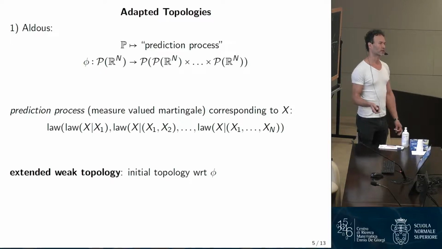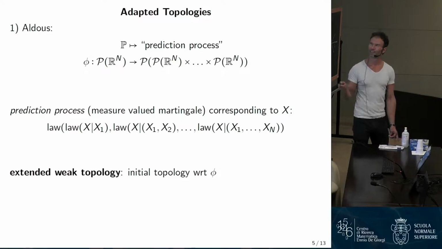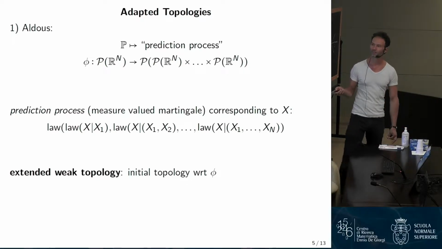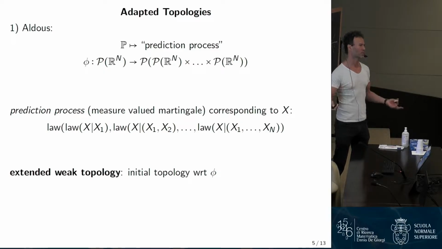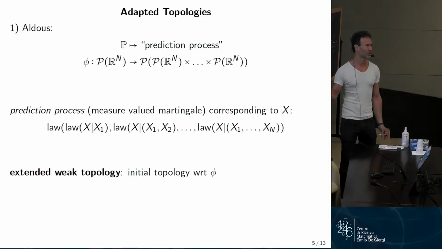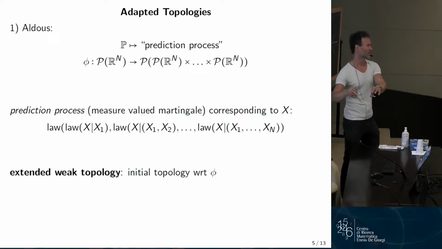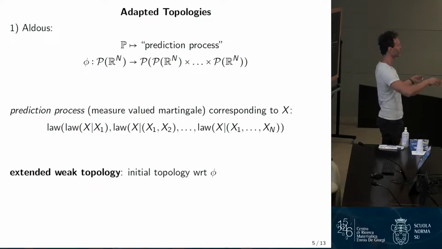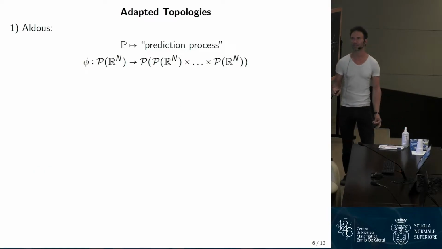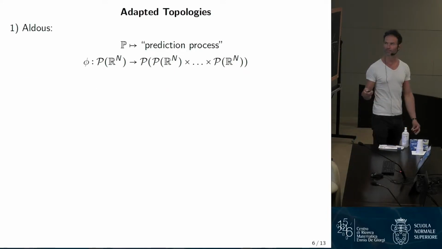What David Aldous was doing is, instead of looking at probability measures, he identifies probability measures with a more complicated object. This is a prediction process, and this is the type of slide which is not meant to be read. It's just meant to say that this is somehow complicated. If you have not seen the prediction process, there is no chance you can understand it from my explanation here. But the point is, Aldous takes a stochastic process, makes something much more complicated out of it, and then pulls it back. This is what gives what he called the extended weak topology.